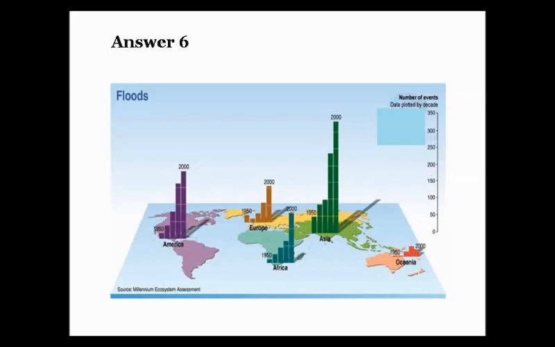Last but not least, in Asia, the color is green, while in Africa, the color is blue. In conclusion, I think this is a very useful graph, and it helps us understand information of floods all over the world.